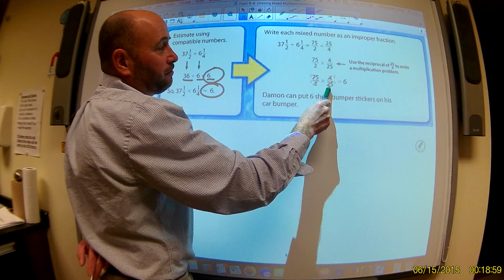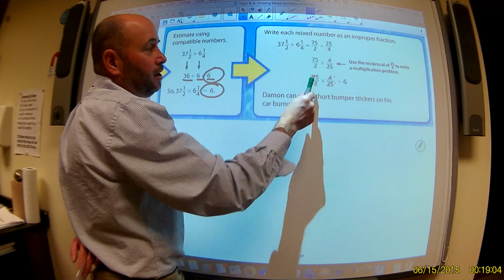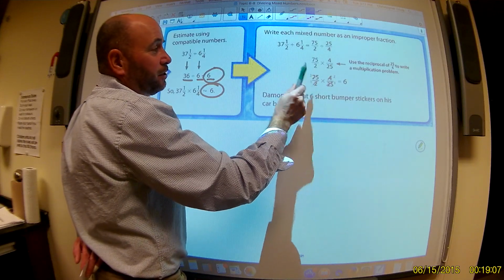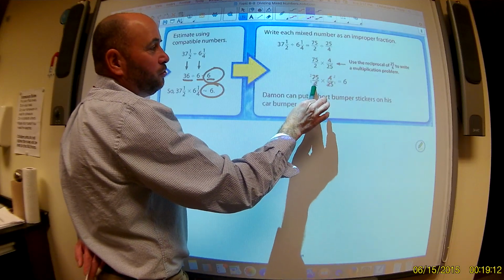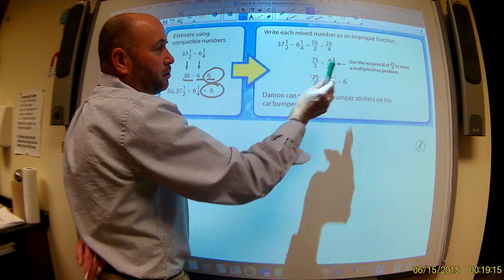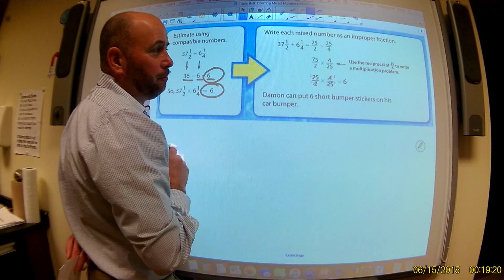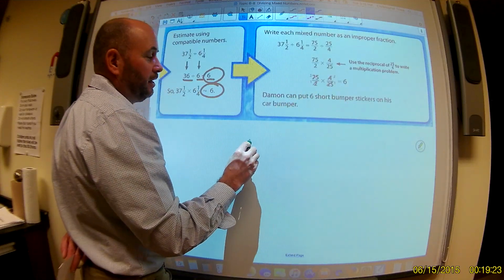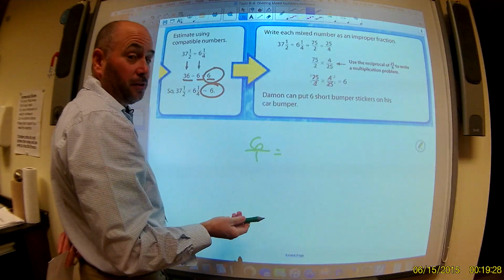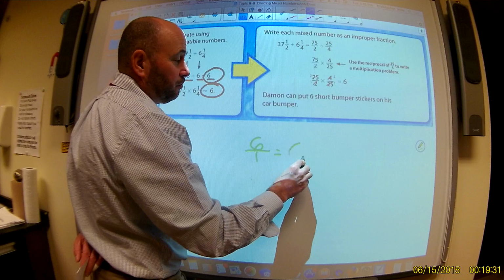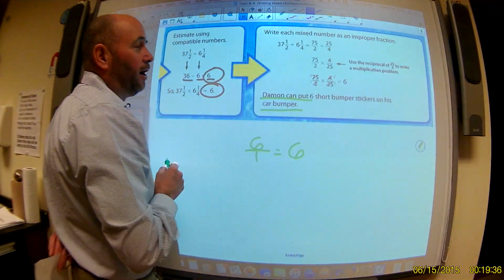So in other words, 25 is a factor of 75. So 25 goes into 25 one time. 25 goes into 75 3 times. And then of course 2 and 4 are compatible. 2 will go into 2 one time. 2 will go into 4 2 times. So that leaves you with 3 times 2 and 1 times 1. All right? 3 times 2 is 6. 1 times 1 is 1. So we turn that into a whole number. We get 6. So Damon can put 6 short bumper stickers on his car.